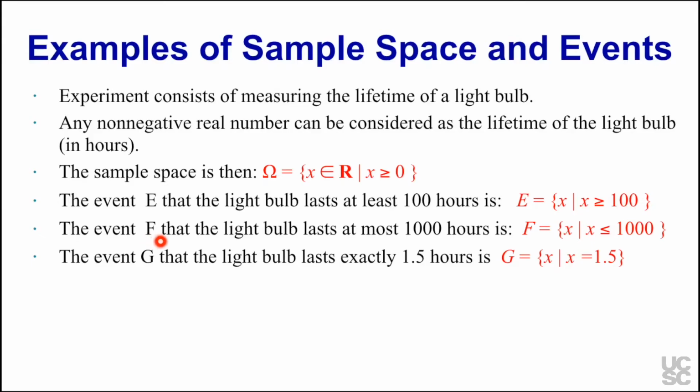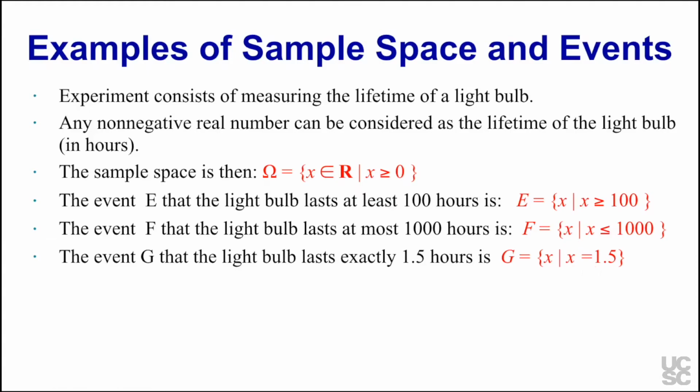The event that the light bulb lasts at most 1000 hours, we can express as the set of values x such that x is at most 1000. And the event g that the light bulb lasts exactly 1.5 hours is the set of values x such that x is equal to 1.5.